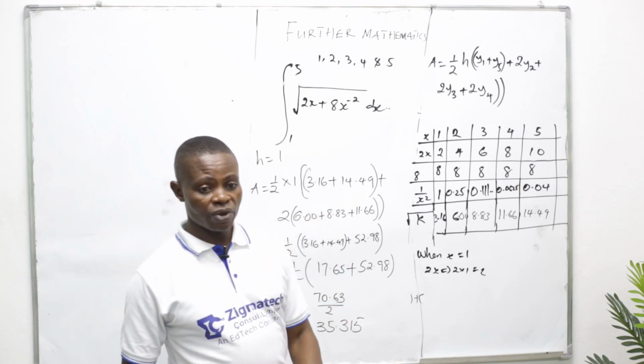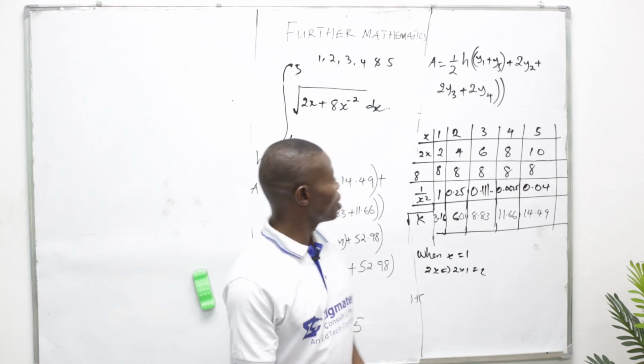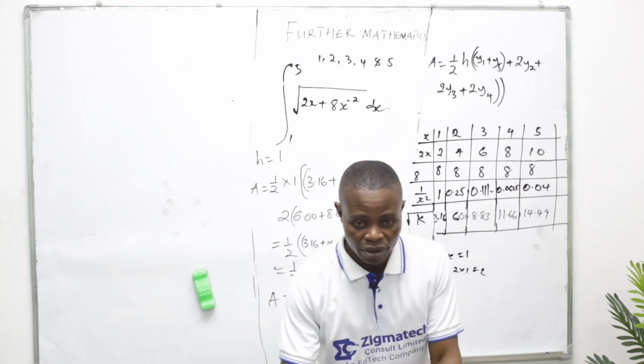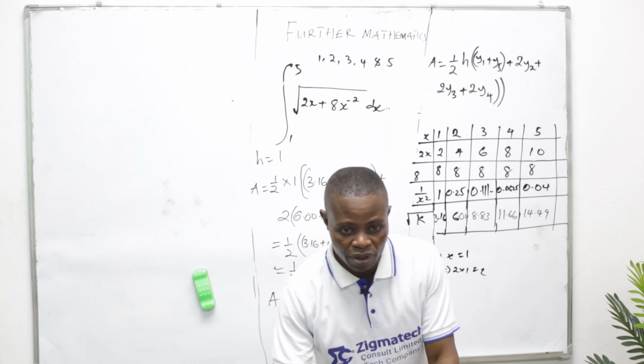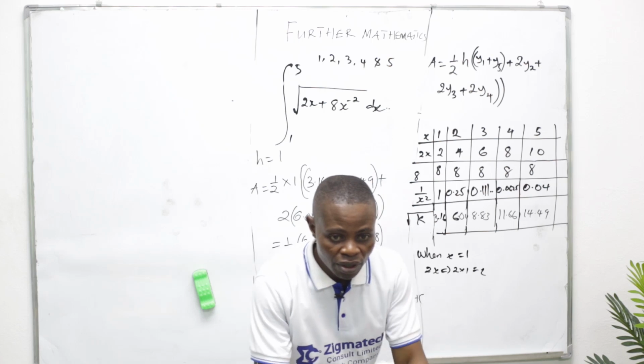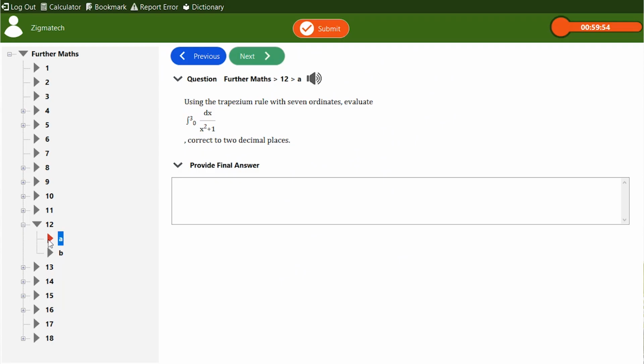We can solve another question from Examguide to make it the second one before we continue on to the next topic. Okay, using the trapezoidal rule with 7 ordinates. Remember, the other one, we had 5 ordinates. Now they said 7 ordinates.